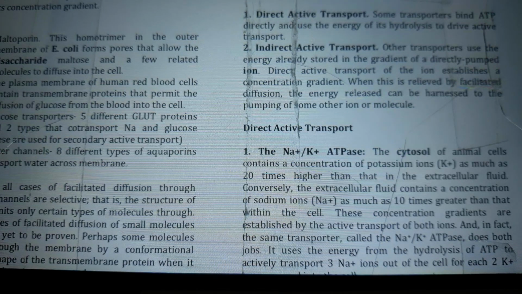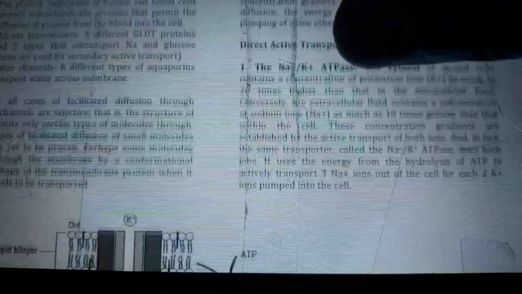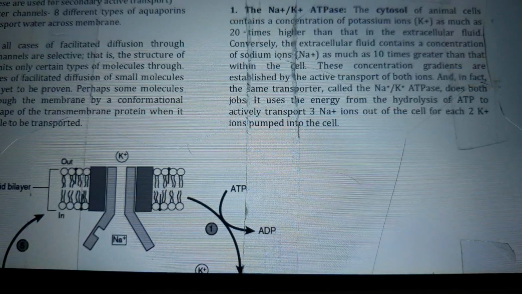Direct active transport. Some transporters bind ATP directly and use the energy of its hydrolysis to drive active transport. Indirect active transport. Other transporters use the energy already stored in the gradient of a directly pumped ion. Direct active transport of the ion establishes a concentration gradient. When this is relieved by facilitated diffusion, the energy released can be harnessed to the pumping of some other ions or molecules.